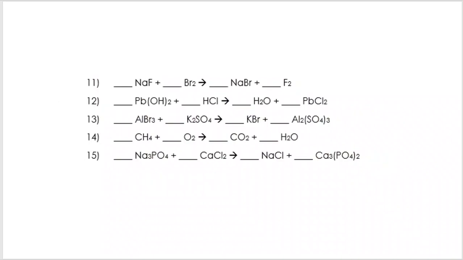And on this one, the one that stands out for me is bromine. I'm going to need 2 NaBr, so I've got 2 Brs to cancel out. And a similar thing with the fluorines, so 2 NaF.